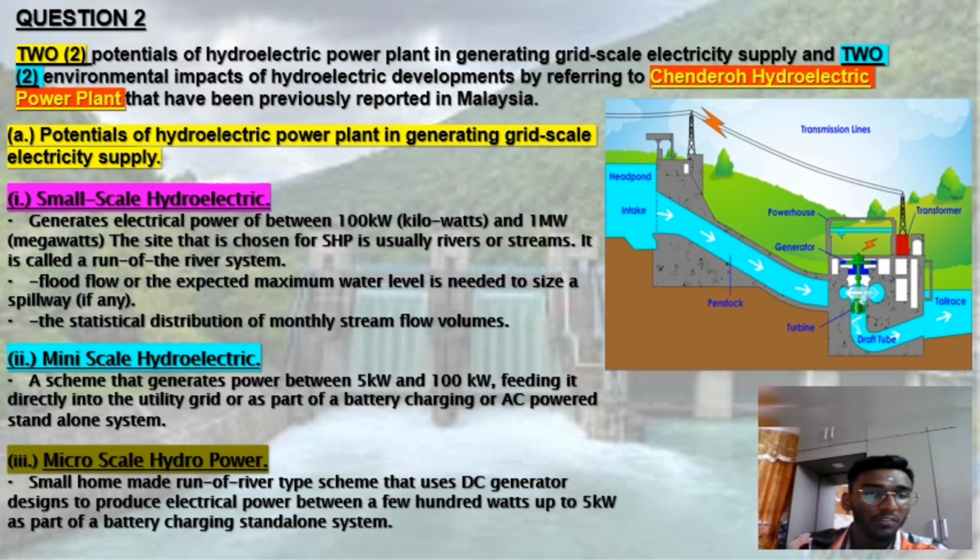It is called a run of the river system. The expected maximum flood flows, or water level, are needed to size the spillway, if any, along with the statistical distribution of monthly stream flow volumes. Next is mini scale hydroelectric, a scheme that generates power between 5 kilowatts and 100 kilowatts, feeding directly into the utility grid or as part of a battery charging or AC power stand-alone system. Last is micro scale hydropower, a small homemade run of the river type scheme that uses DC generators designed to produce electrical power between a few hundred watts up to 5 kilowatts as part of a battery charging stand-alone system.